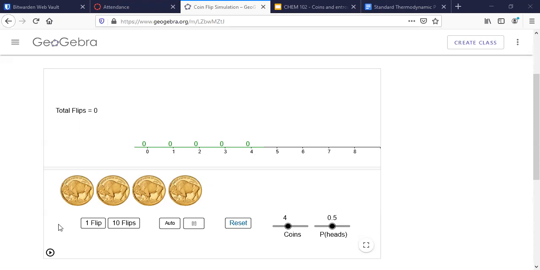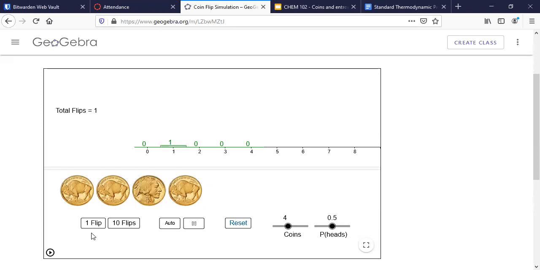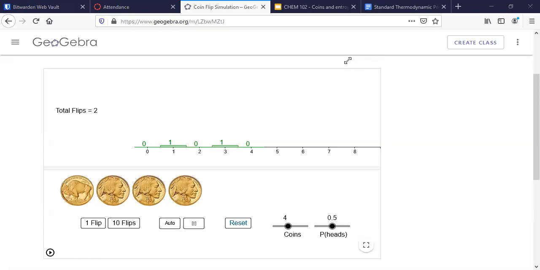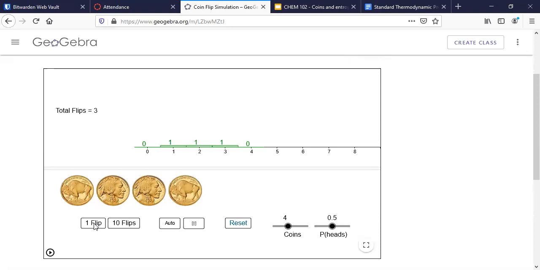Let's see. This time we got 3 tails and 1 head. But if I do it again, I got 3 heads and 1 tail. I'm coming back and forth. Let me check the chat real quick. 2 heads, 2 tails. There it is. There's 2 heads and 2 tails.